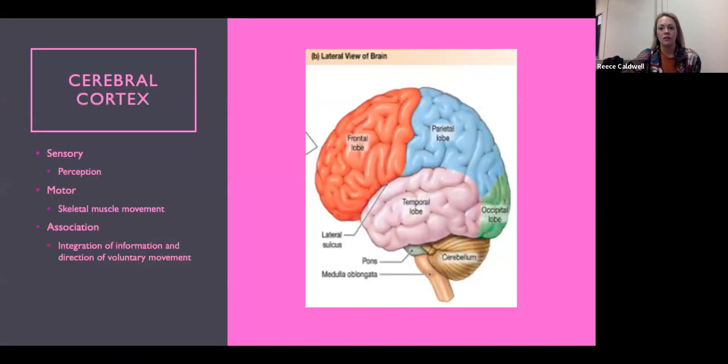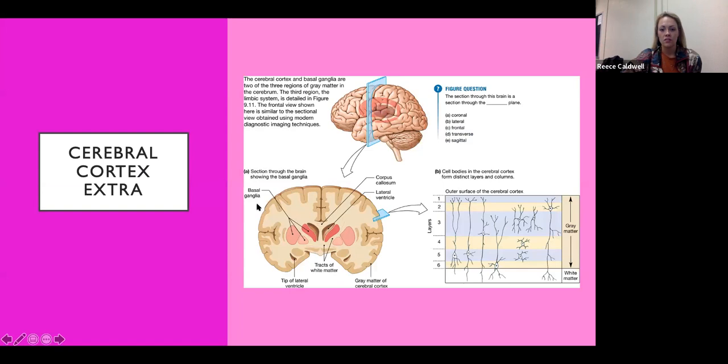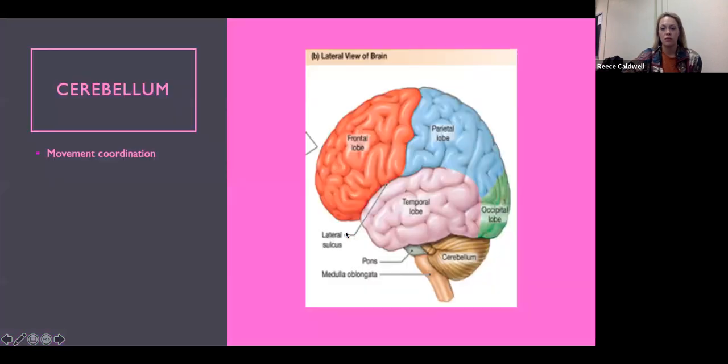Then we have the basal nuclei, which are not pictured in this picture. You can see them here. Sometimes they're called the basal ganglia as well, and they exist inside the cerebral cortex. But what we see is they also help with the control of movement. So again, there are overlapping functions here.